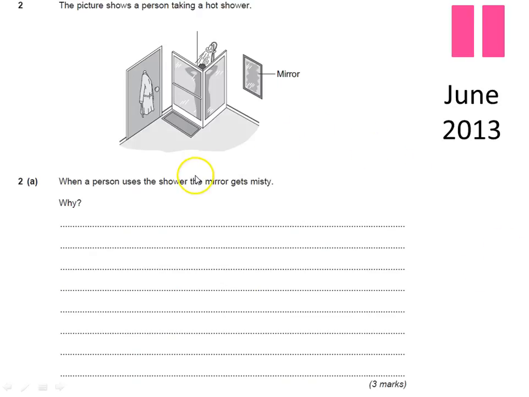It then says when the person uses a shower, the mirror gets misty. Why? So you can't just talk about condensation here. You do have to talk a bit about evaporation. You'd have to say that the steam from the hot shower travels through the room, and then it will hit the mirror, and because the mirror is cooler than the water particles, it will then cause condensation.